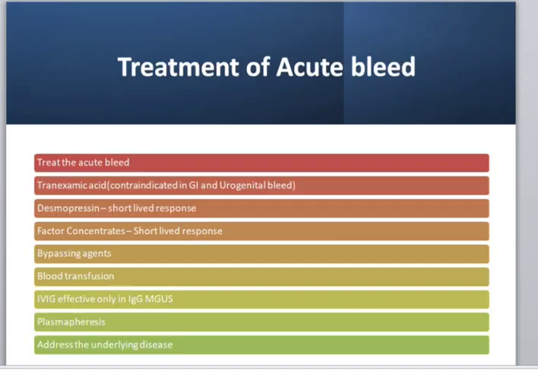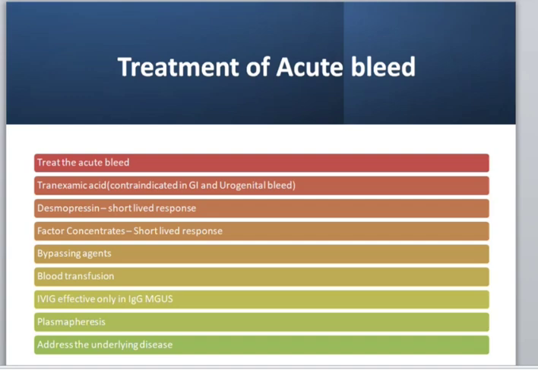Now, the management of acute bleed. Tranexamic acid can be given if it is not a GI or urogenital bleed. If it is a mild bleed, like mild epistaxis, or bruise on the skin, then yes, you can give tranexamic acid, but it would not be sufficient to give only tranexamic acid. You have to give some more.